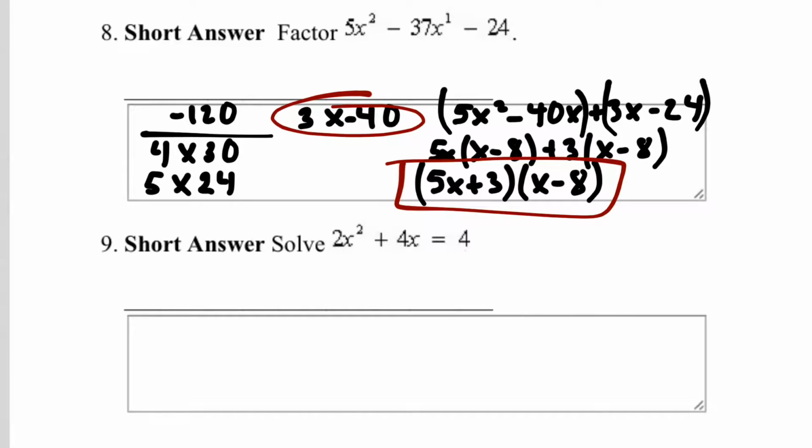Don't set it equal to 0 and solve. Okay, so don't write x equals 8 and x equals negative 3/5. It just says factor right here. It only says factor. It doesn't say solve. There is no equal sign. If you see an equal sign, equals 0, for example, or equals whatever, then yeah, you go an extra step. But if it just is factored, just leave it there.